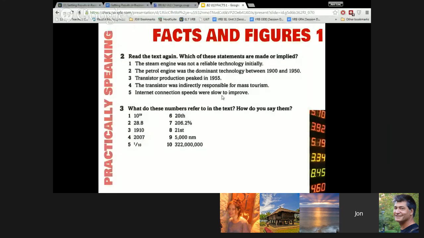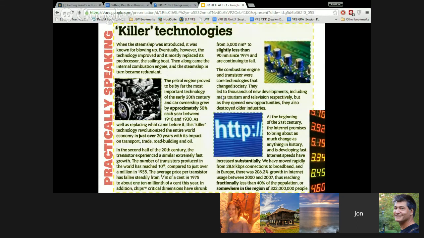Okay, and Greg, the last one, number 5. Internet connection speeds were slow to improve. What do you think? Were they slow to improve? No, it's false. Very fast. Yes, very fast. And what's the language used to express very fast here? Have increased substantially. Substantially. I agree. That's the right language. It is developing fast.